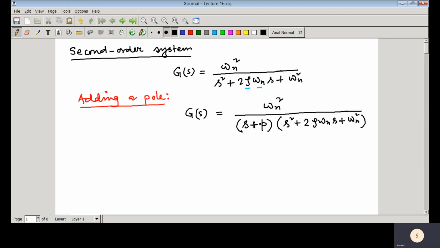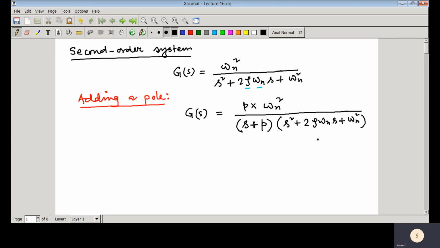Now to make this transfer function normalized, we need to multiply with a scalar p, because you can see here at steady state the final value would be p omega n square by p omega n square. That means it is equal to 1. So if we apply a step input, the output steady state response is 1. So it is now in normalized form.